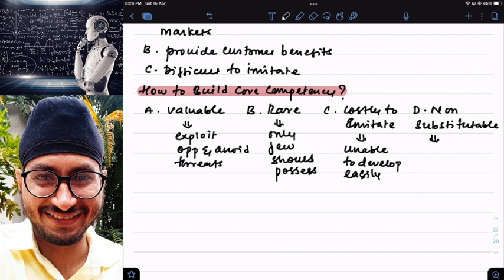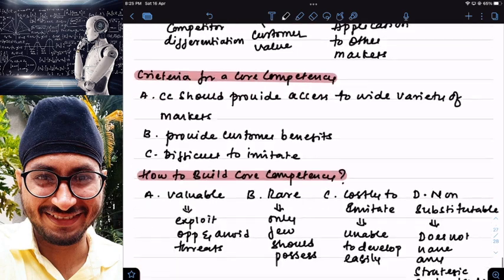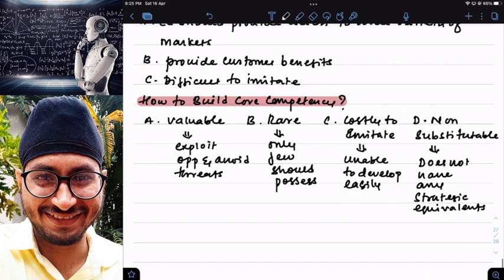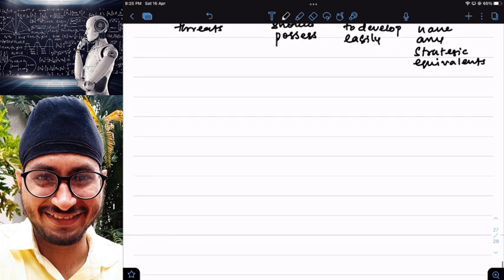And non-substitutable means my core competency does not have any strategic equivalence. Strategic equivalence means no other company's uniqueness is equal to my company's uniqueness. Every company has uniqueness, but none of the other companies' uniqueness is like my company's. This is called core competency. A very small concept. Now, the last concept we have in this chapter is competitive advantage.